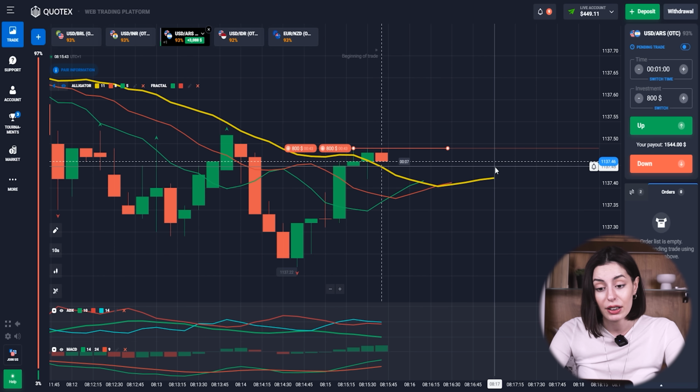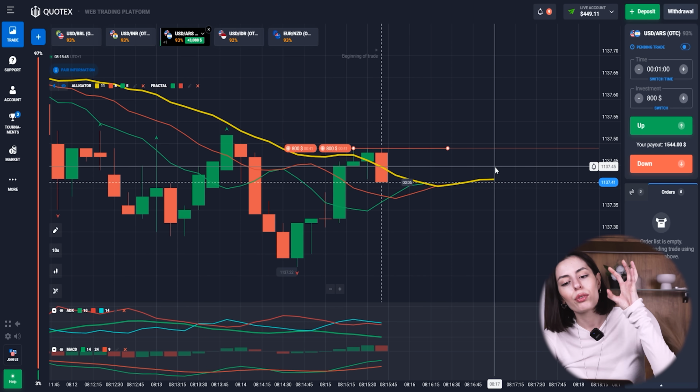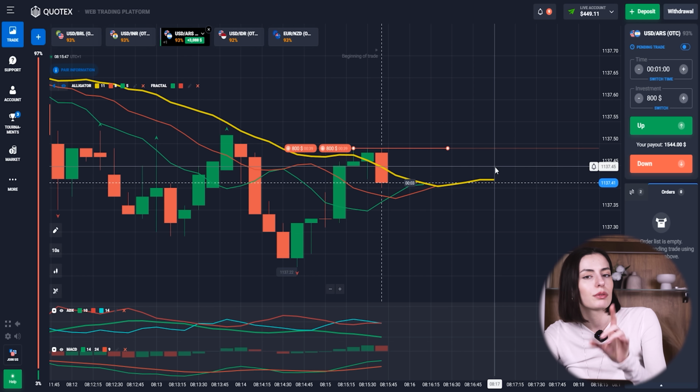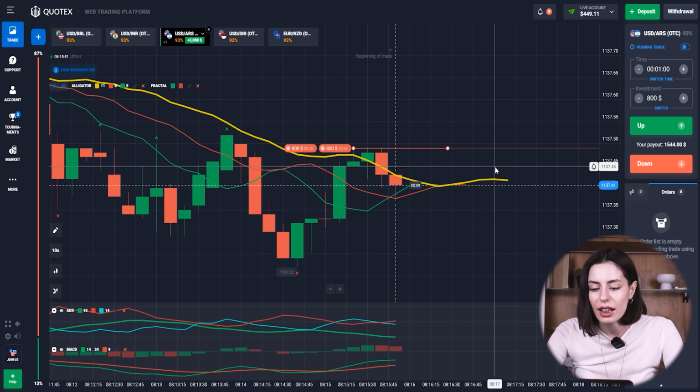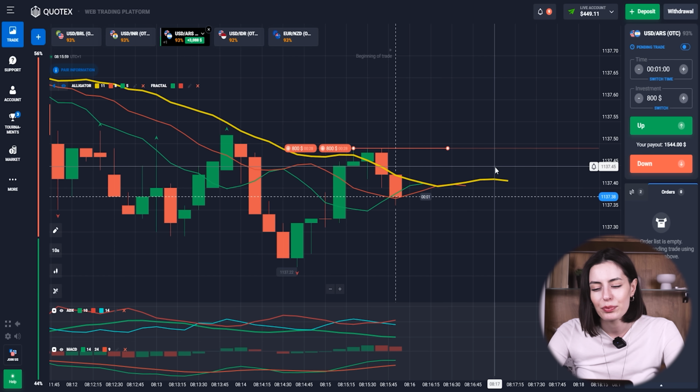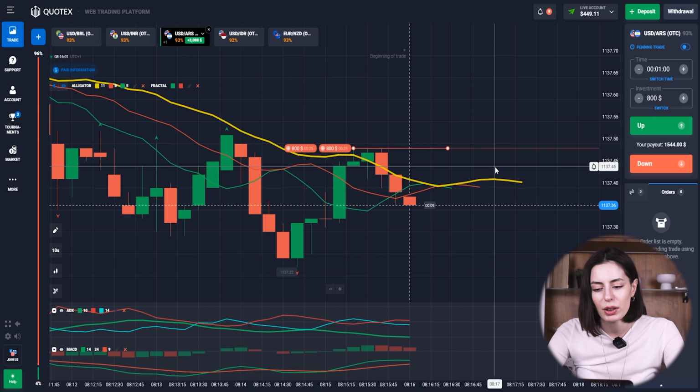You can see that with the alligator lines. Of course, something may change. Something may happen. And I don't like these alligator lines being completely crossed. It's not that good. But anyway, it's still kind of wide. I think it's going to be okay.